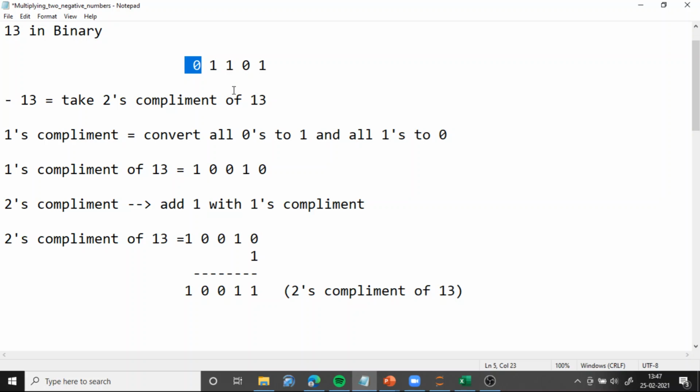When you convert this to 1's complement, you get this 1. This is also sign extension. So in 2's complement also, this sign extension continues. Fine.